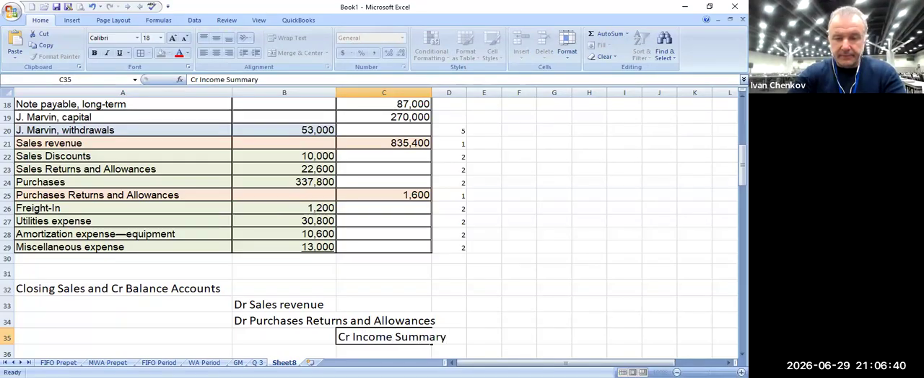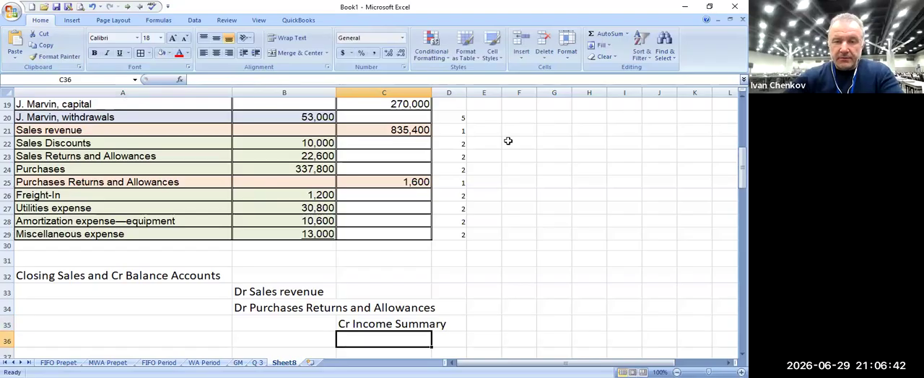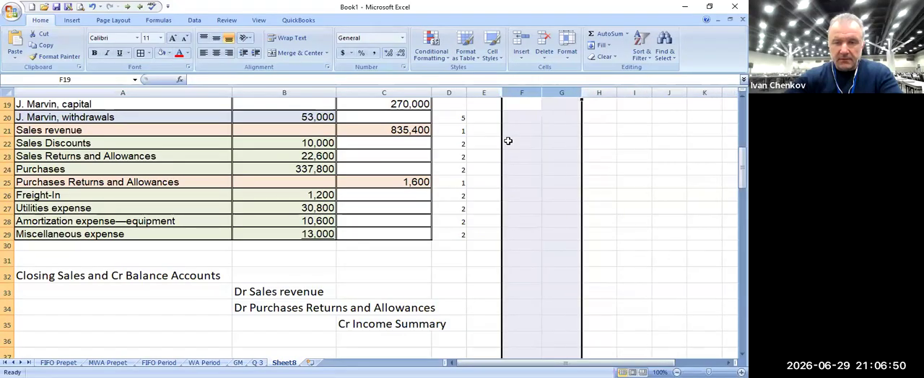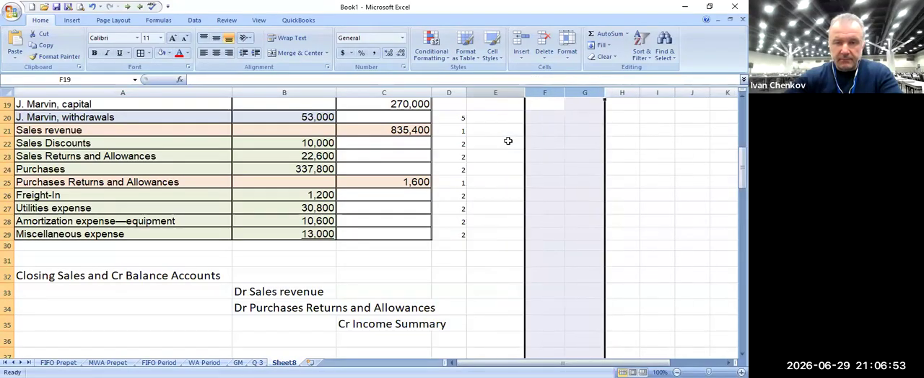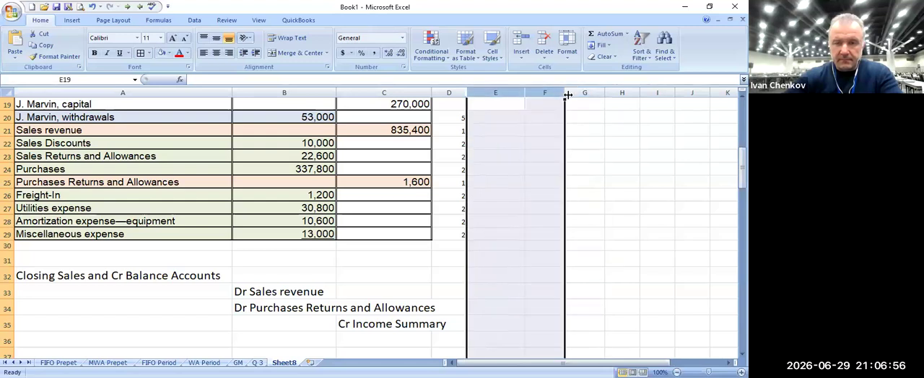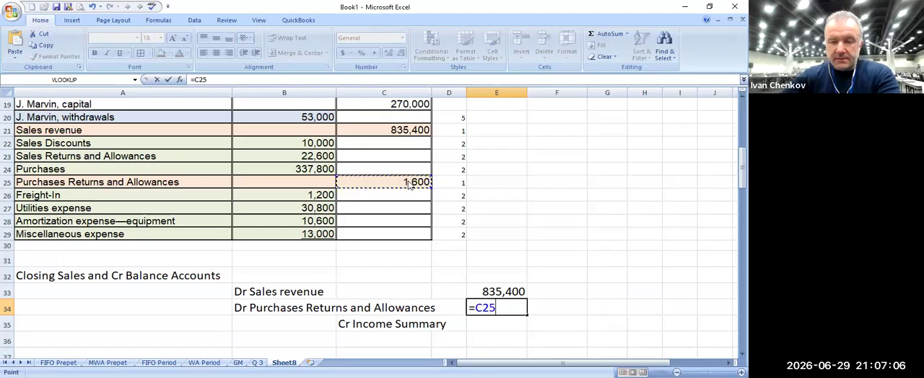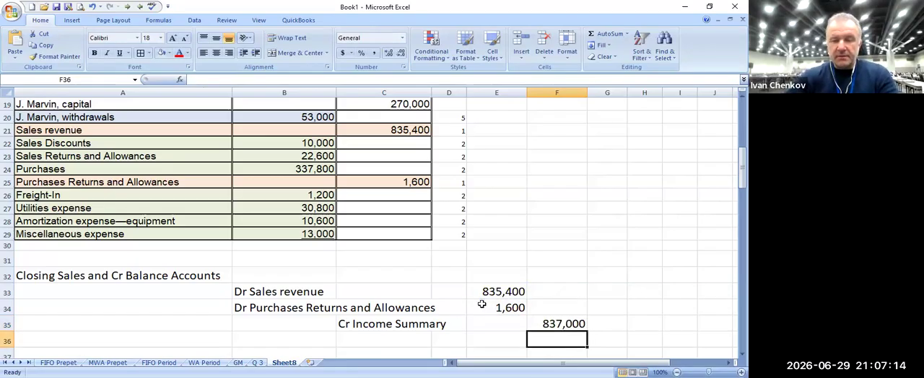So our entry will be debit and credit. Let's make those one bigger here. The sales revenue that we're closing is that much. Return and allowances is that much. So the total that goes to the income summary is going to be equal to this amount plus 1,600. It's going to be total $837,000.